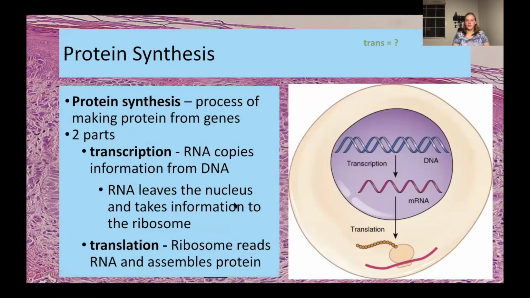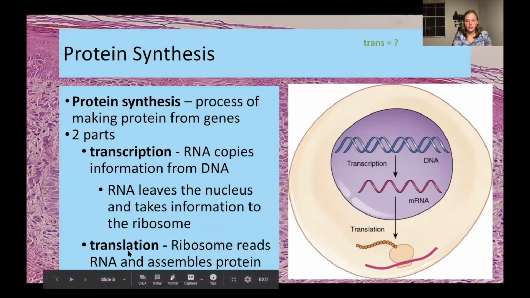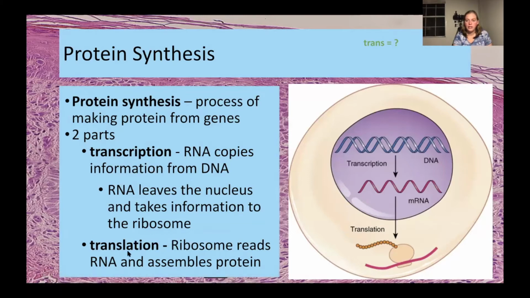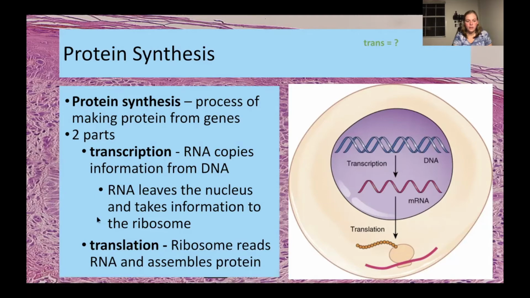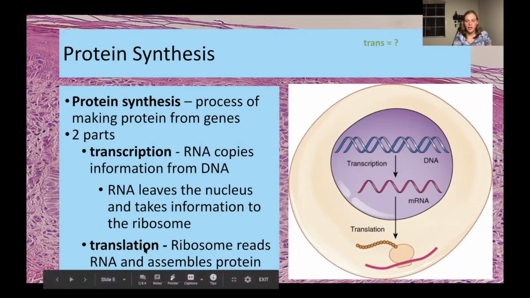Protein synthesis is simply the process of making a protein from a gene. A gene is a segment of DNA that codes for a specific type of protein. And remember, you can make over 20,000 different types of proteins in your body. There are two parts to protein synthesis. We have transcription and then we have translation. And these happen in this order. So you can remember it because it's alphabetical. C comes before L. So transcription happens first and translation is going to happen second.